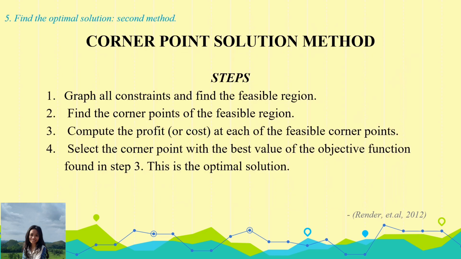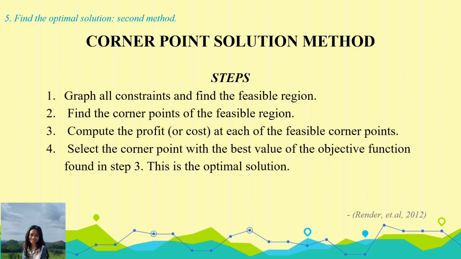The second approach in solving the optimal solution is the corner point solution method. The idea is that the optimal solution lies at the corner point or extreme point of the feasible region. There are 4 steps. First, graph all constraints and find the feasible region. Second, find the corner points of the feasible region. Third, compute the profit or cost at each of the feasible corner points. Fourth, select the corner point with the best value of the objective function found in step 3, for this is the optimal solution.